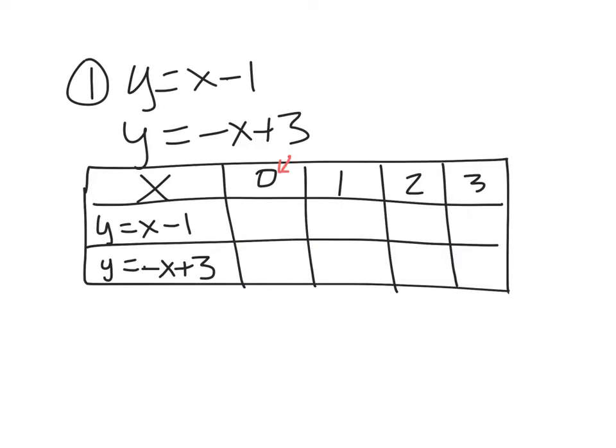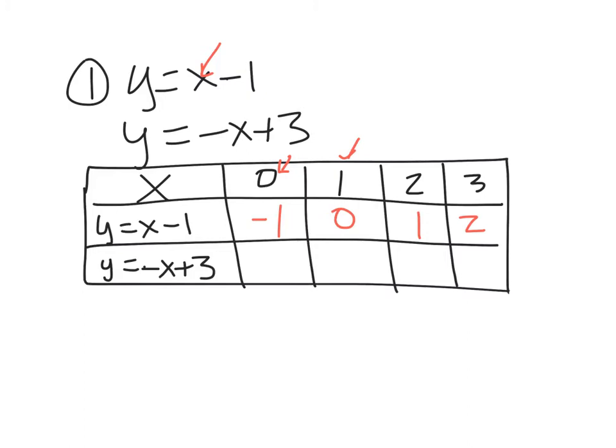Okay, so I'm going to plug in my 0 where the x is here. What is 0 minus 1? Negative 1. Now I'm going to plug in my 1 here. What's 1 minus 1? Now I plug in the 2. 2 minus 1. Plug in my 3. 3 minus 1. Okay, so that's the first equation.